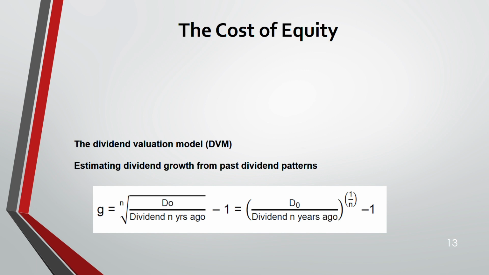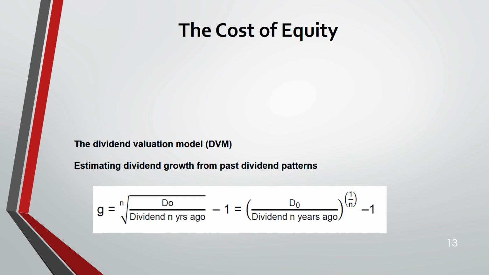The formula: G, growth rate, equals the n-th root of D0 divided by the dividend of n years ago, minus 1. D0 is the newest, latest dividend, divided by your oldest dividend. That means, let's say from 2001 to 2005 you have been given dividends. That means 2005's dividend divided by 2001's dividend. Take the root of it.